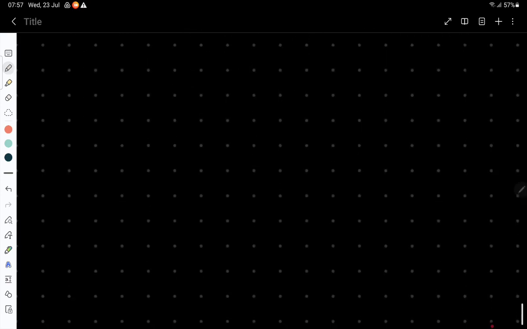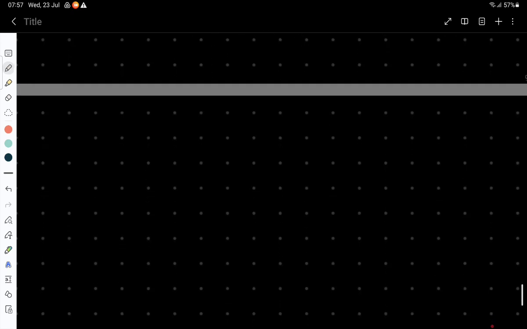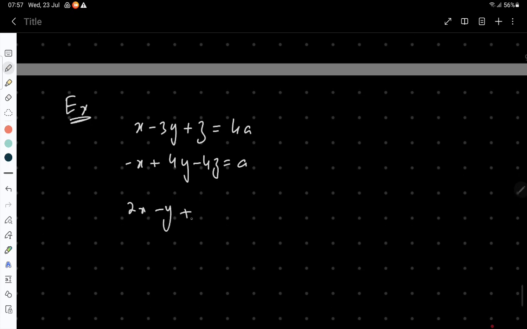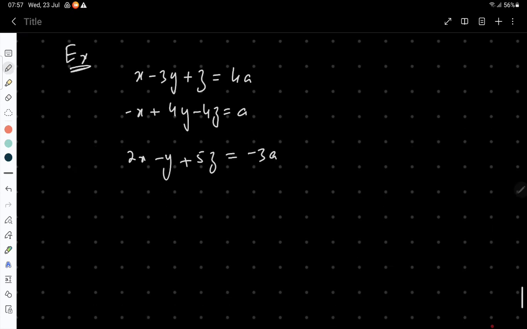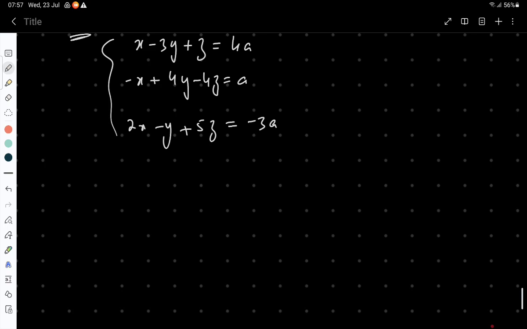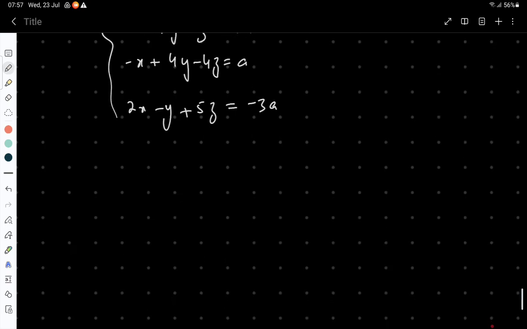Let's do another example. We have the system x minus 3y plus z is 4a, minus x plus 4y is equal to a, 2x minus y plus 5z is minus 3. Solve. We have to solve this system with parameters a and b. So here there is no b, only parameter a.